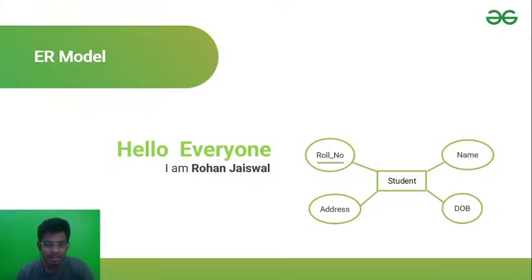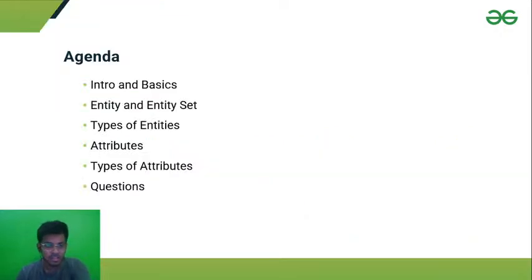Today we'll begin with ER diagrams and attributes. So let's start the session. The agenda of today's session is that we'll start with what is the ER diagram and some of the basics related to ER diagrams, or we can sometimes say ER models. And then we'll gradually move to entities, what are entities and what are entity sets, and what is the difference.